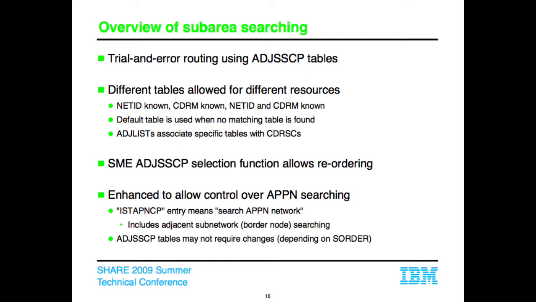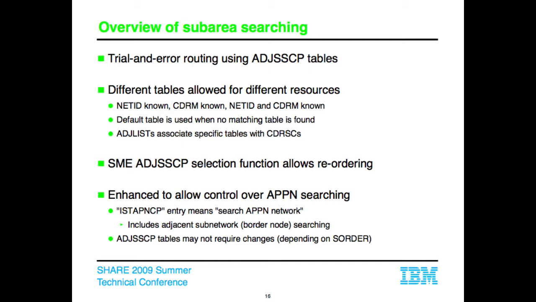The session management exit has an adjacent SSCP selection function which allows your exit routine to use whatever logic it wants to reorder and delete entries out of an adjacent SSCP table after we've built it, but before we've done any searching. So if you want, you can actually write exit logic that will reorder adjacent SSCP tables to optimize your searching even further. To me, most of the time that seems to be a little bit overkill.